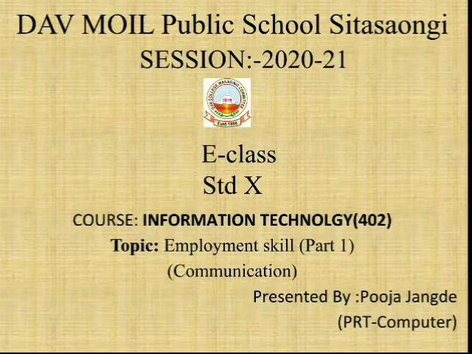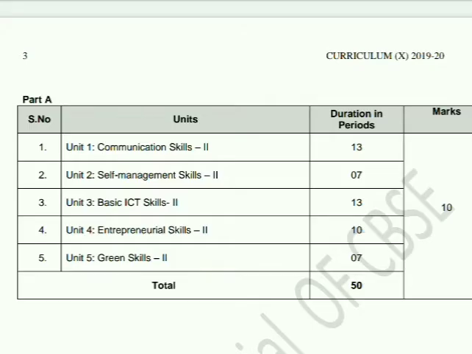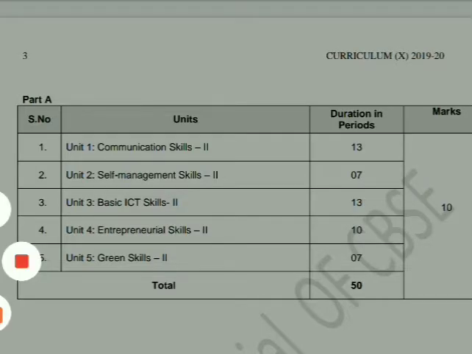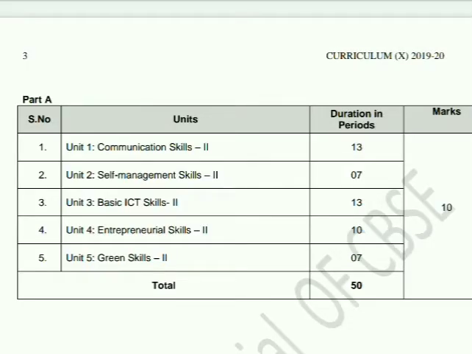Today we are going to start our new topic, Employability Skill Part 1. Before starting the session, let us have a view of the syllabus. Our syllabus of 10th Standard Employability Skill Part 1 includes Unit 1 Communication Skill, which we will try to complete in the duration of 13 minutes, and then Unit 2 Self-Management Skill Part 2.